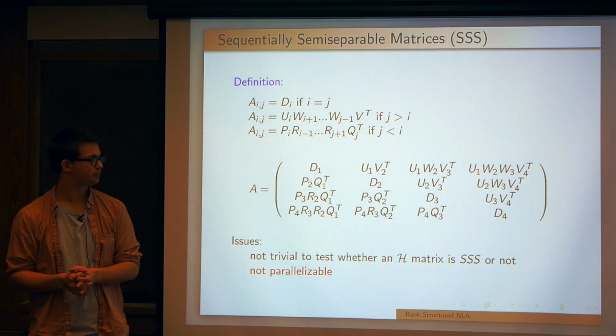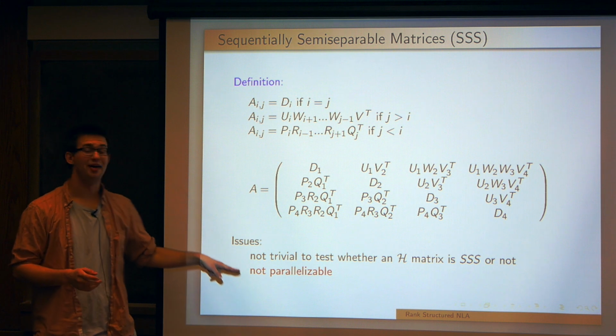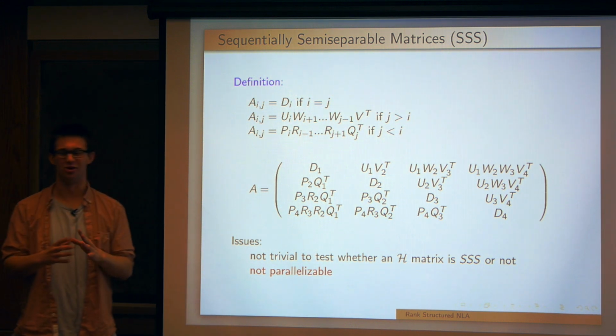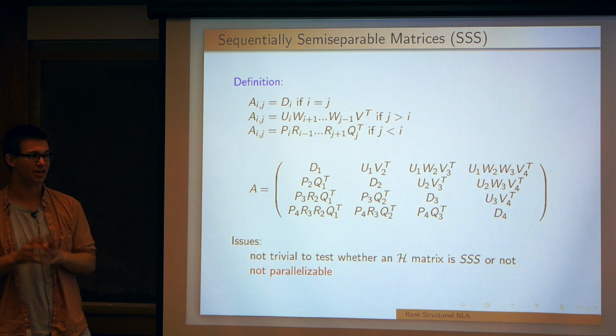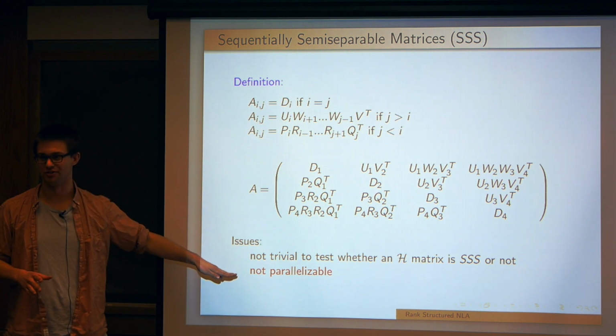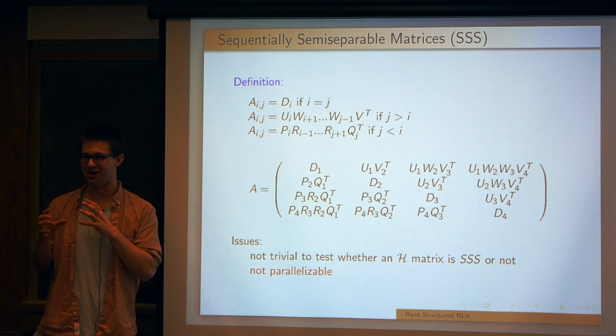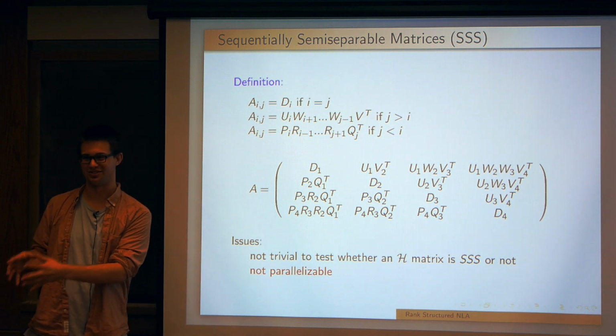So you say it's not trivial to test whether it's disguising. Okay, so these are the issues with SSS. This is why it didn't have a long shelf life. And HSS completely resolves these issues. The one is it's not trivial to see whether a matrix is in fact SSS, just knowing it's H.